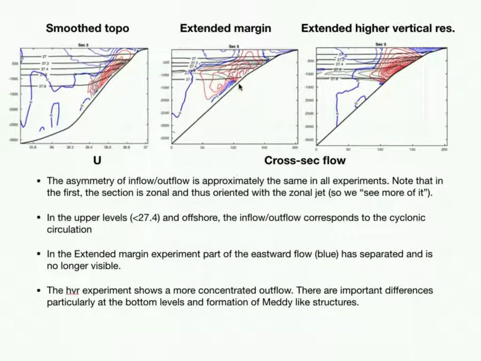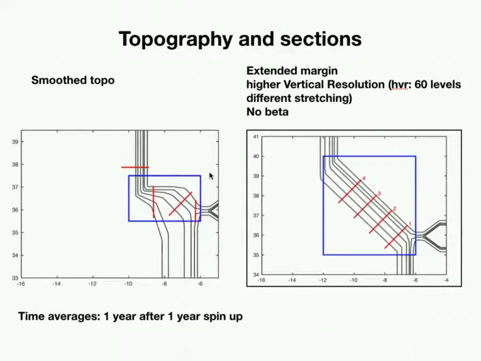and offshore. So we have inflow, outflow, and some clear recirculation in the upper levels above 27.2 or 27.4. We don't see so much inflow here in the extended margin experiment as we see in the smoothed topography.